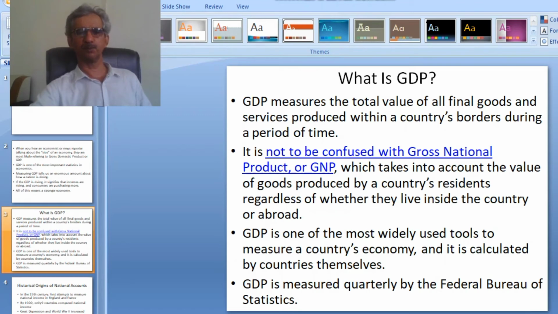So GDP is one of the most widely used tools to measure a country's economy, and it is calculated by countries themselves. GDP is measured quarterly or yearly by the Federal Bureau of Statistics. GDP is a very important and widely used term which is calculated by each and every country. And in the coming slide we are going to discuss the historical evolution of the GDP.